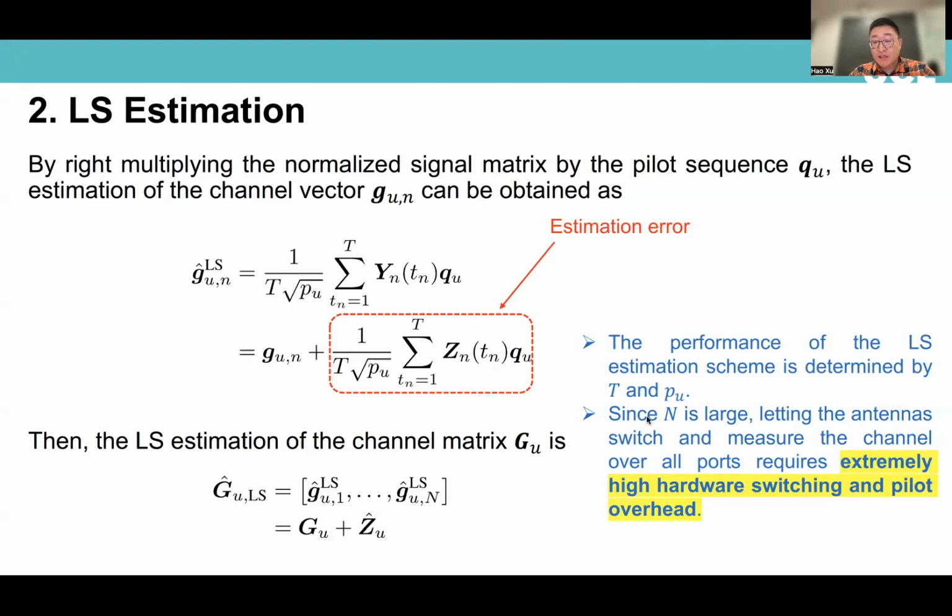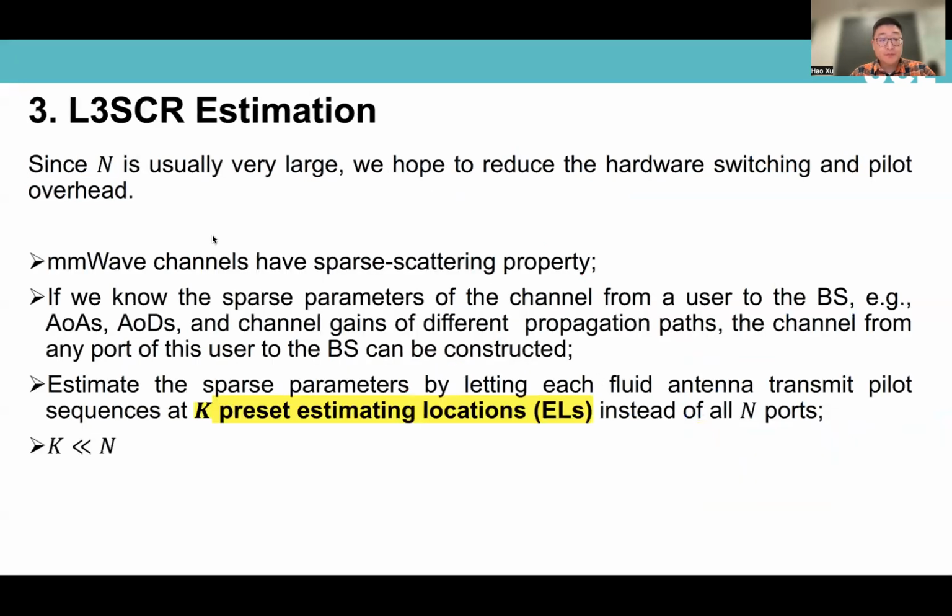However, since N is large, letting the antennas switch and measure the channel over all ports requires extremely high hardware switching and pilot overhead. So we hope to reduce the complexity for estimating the channel state information. And we propose the L3 SCR scheme.